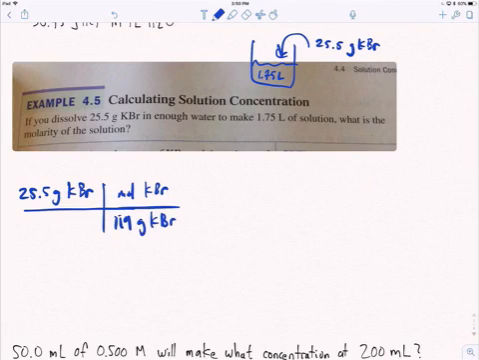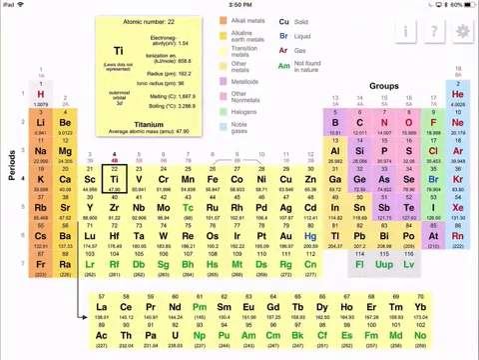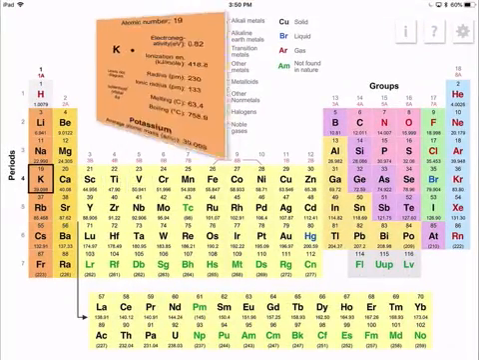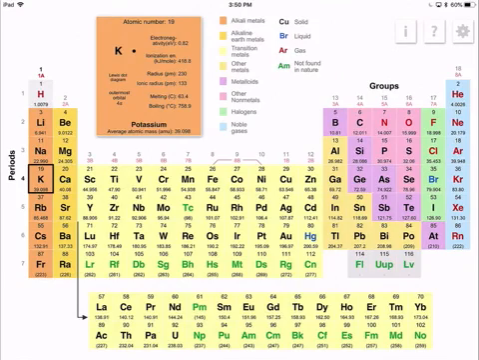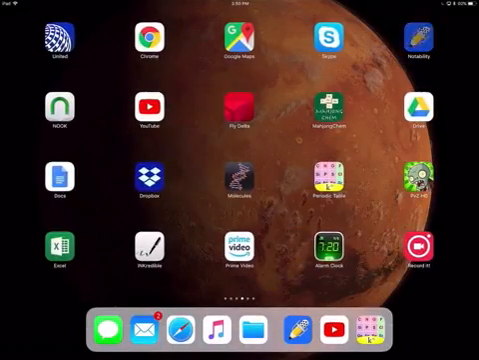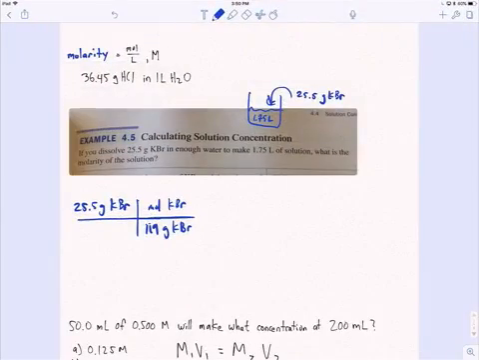Where am I getting those numbers from? Good old periodic table. Potassium here. If you can't see it, you probably can't see it back. It's 39.098. I'm calling it 39.1. And bromine is right here, 79.904. So those added together are 119.